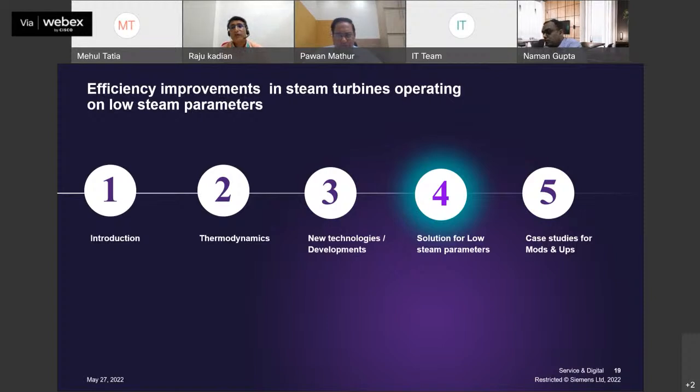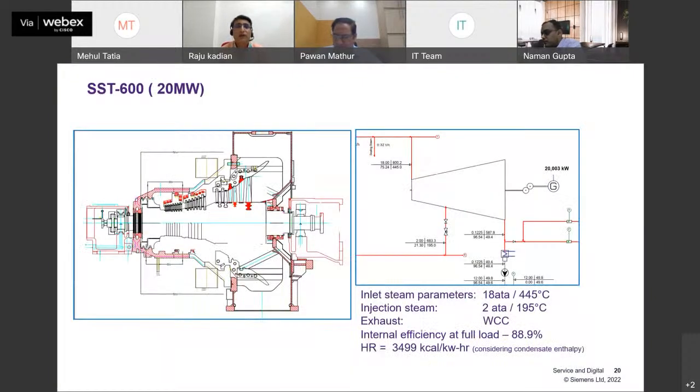Now the solution for low steam parameters. These turbines we have executed, and they are running successfully in the field. It is a 20 megawatt machine. It has an inlet steam parameter of 18 ATA, 445 degrees centigrade, and with injection steam. And we are able to give an internal efficiency of the turbine at 88.9%. And the heat rate is 3499 kilocalorie. Heat rate we have calculated considering the enthalpy after the condenser.